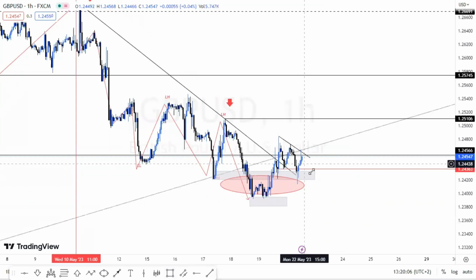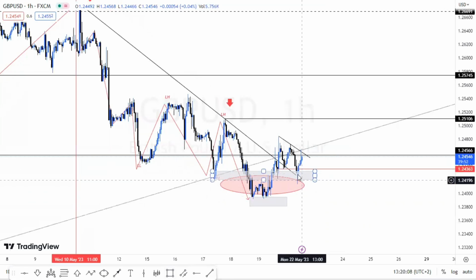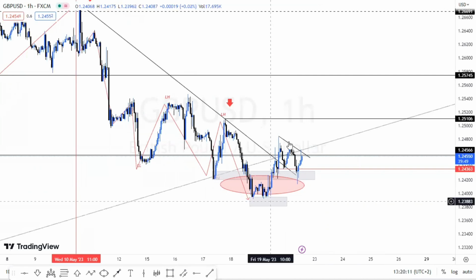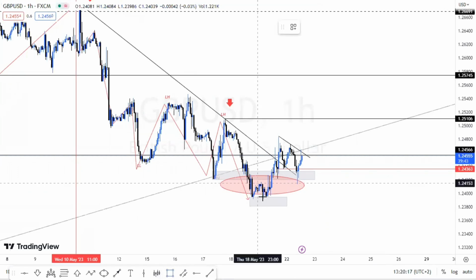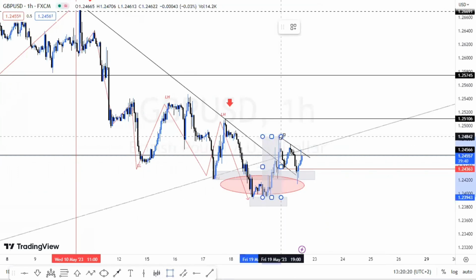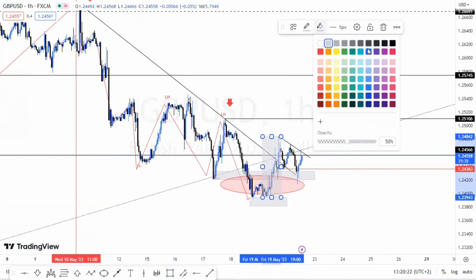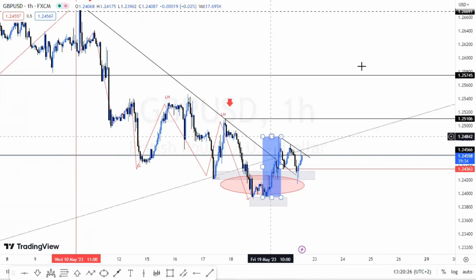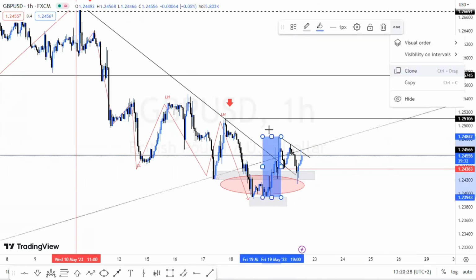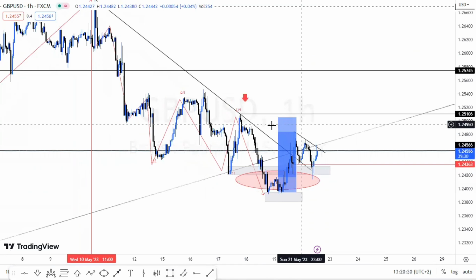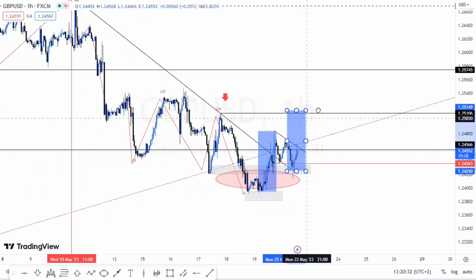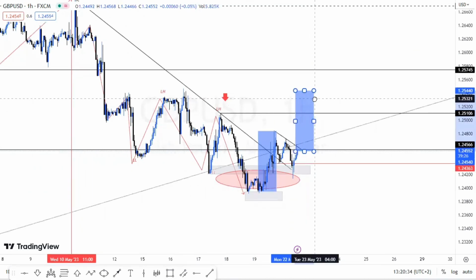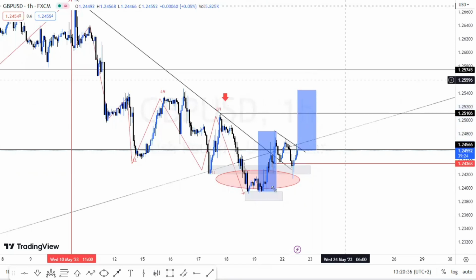I don't know if you call it a flag or whatever, but I call it a continuation pattern to the upside, you know, to correct this movement. It's correcting this movement right here. The current pattern is correcting this movement right here. Let's make it blue. You understand? And we're entering buys in hopes that this move is gonna continue like this, right?